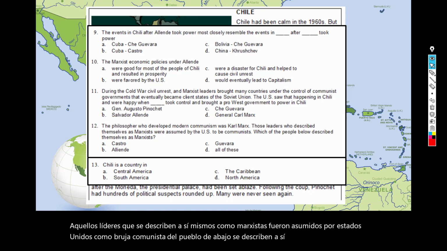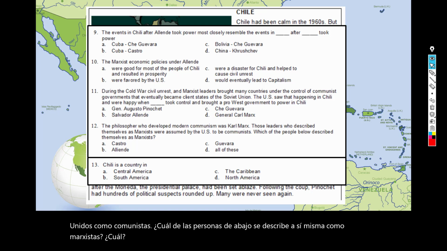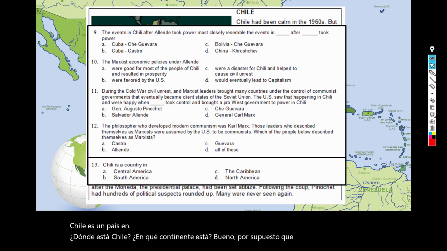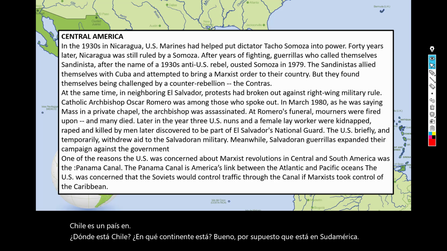Which of the people below describe themselves as Marxists? Which one? Chile is a country in... Where's Chile? What continent is it on? Well, of course, it's in South America. Let's go on to the next one now.